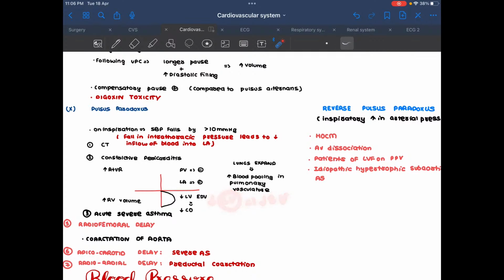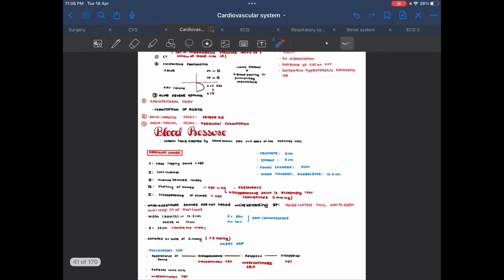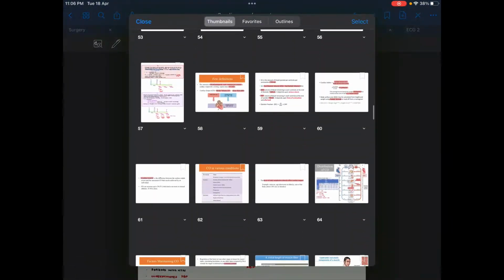ठीक है, so you can read more about it, but pulsus paradoxus का main जो examples are acute severe asthma, your constrictive pericarditis and your cardiac tamponade. ठीक है, all right. So let me move forward now.